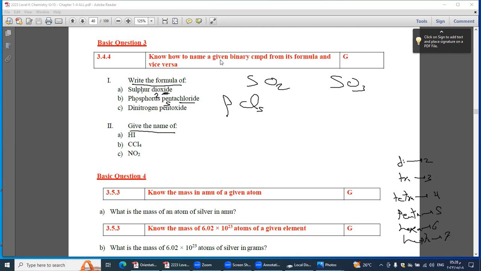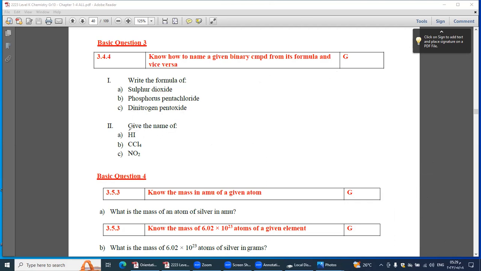So again, dinitrogen pentoxide: nitrogen, dinitrogen, oxide, pentoxide, N2O5. Give the name of, we said that, hydrogen iodide, carbon tetrachloride, nitrogen dioxide. Okay.